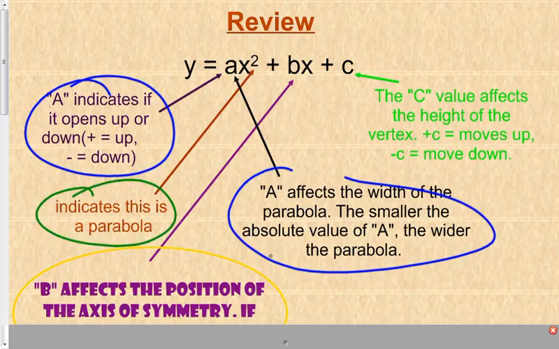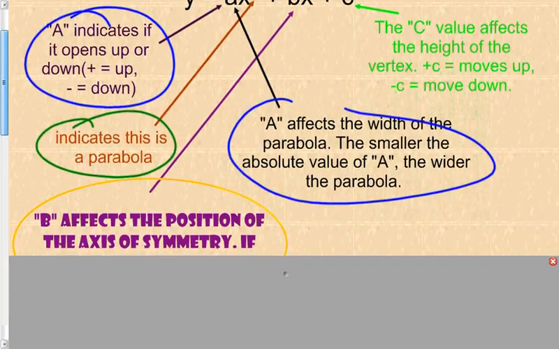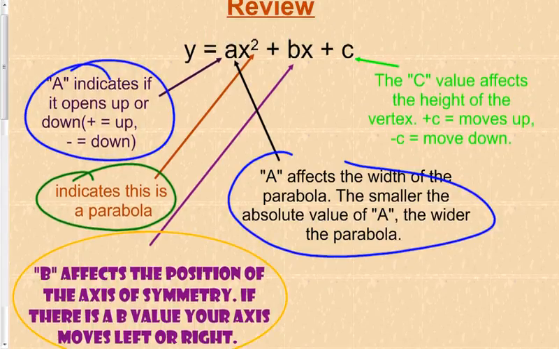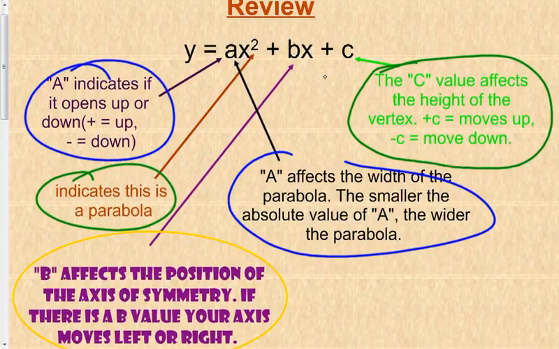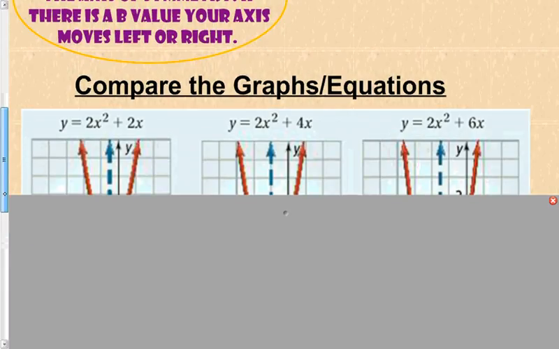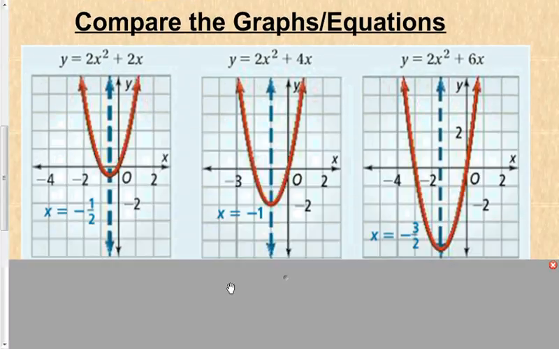The b value will affect the position of the axis of symmetry. So the b value does change where the middle of the parabola is going to be, that axis of symmetry. If there is a b value, your axis moves left or right. And then finally, the c value affects the height of the vertex. If you have a positive c value, it's going to move the vertex up. If it's negative, it's going to move it down. Kind of like a y-intercept, almost. All right, so with that, we want to look at these three graphs.